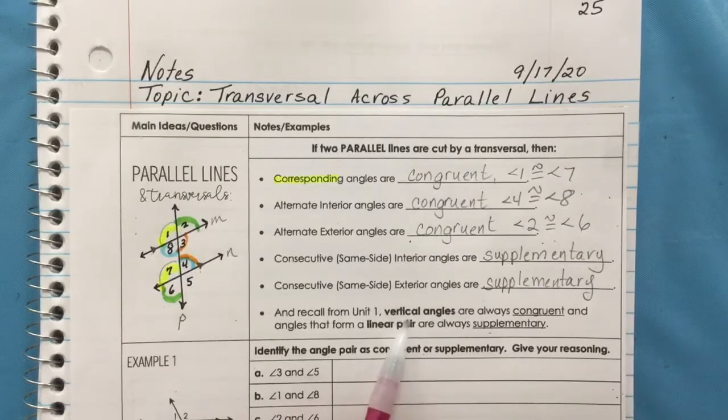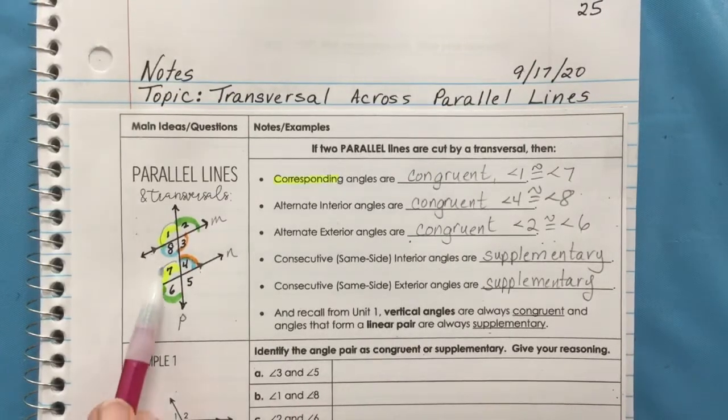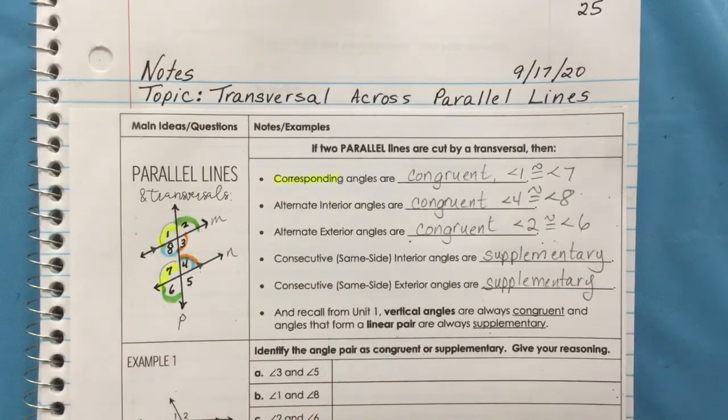And as a reminder, vertical angles like 7 and 5 are always congruent. So angle 7 and angle 5 are congruent. Angle 4 and angle 6 are congruent. Angle 1 and 3 are congruent. And angle 2 and 8.